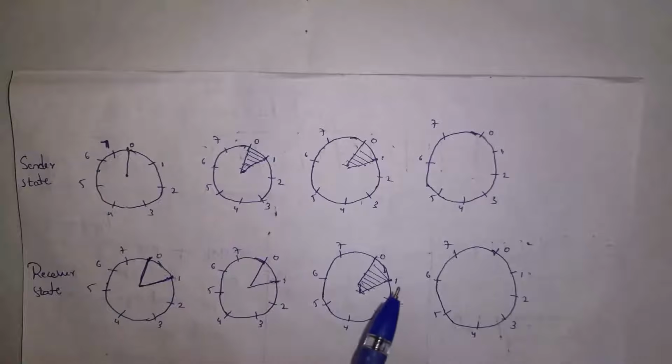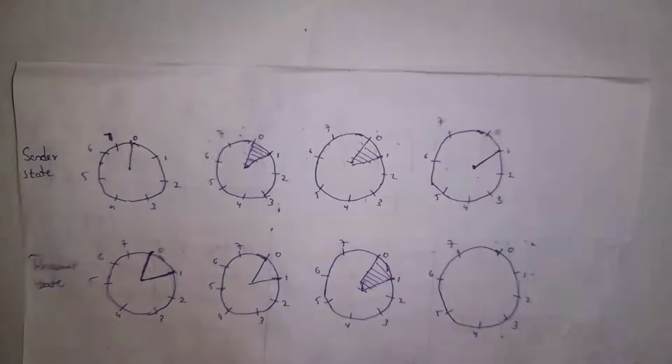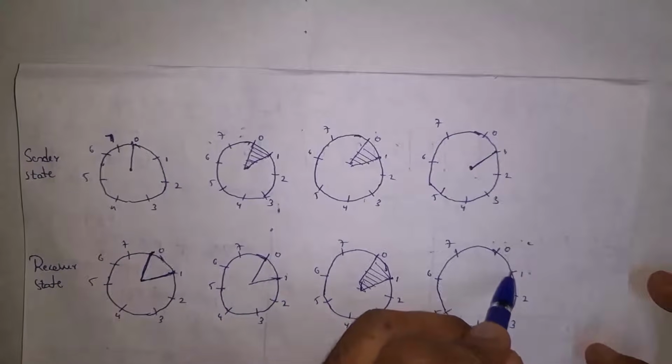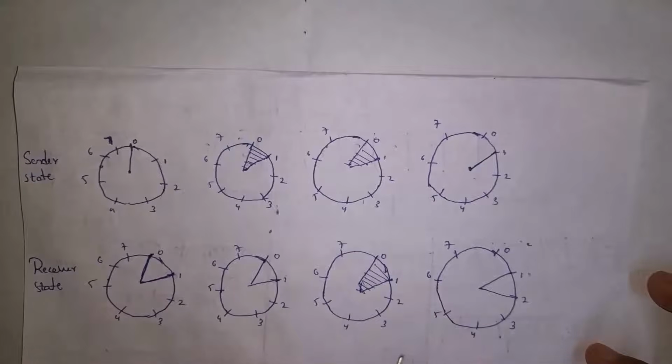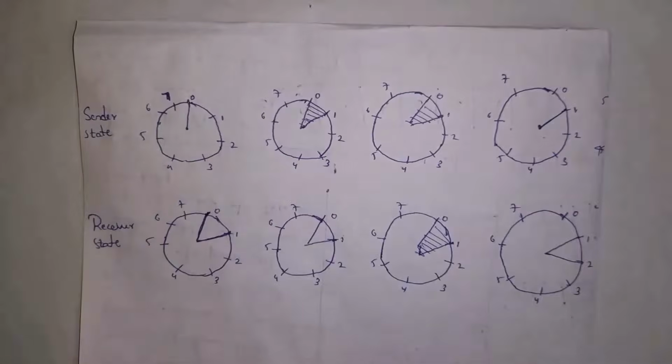Whenever frame 0 has successfully reached the receiver, now the receiver wants frame 1. In the fourth state, the sender is not sending any frame, and the receiver is waiting for frame 1. As frame 0 has already been received, now the receiver is waiting for frame 1. Again the same process will continue for frame 1. The same process will continue until all frames have successfully reached the receiver. This is all about the one-bit sliding window protocol.